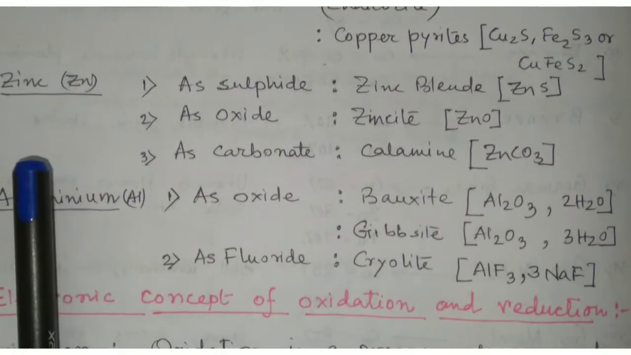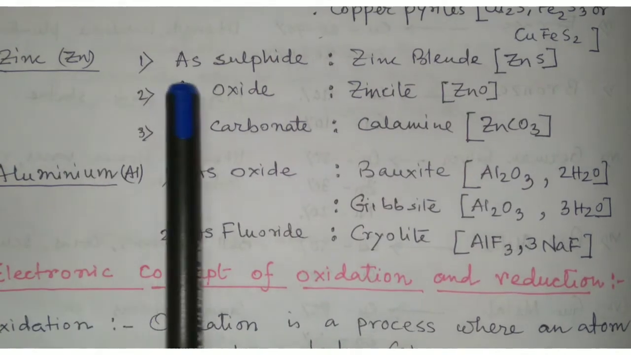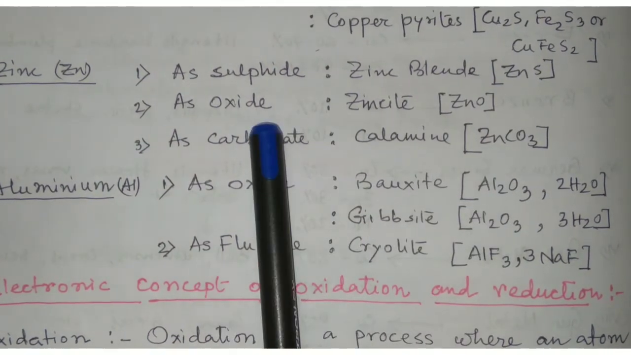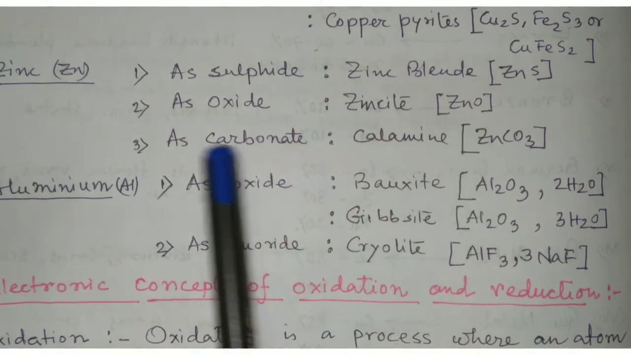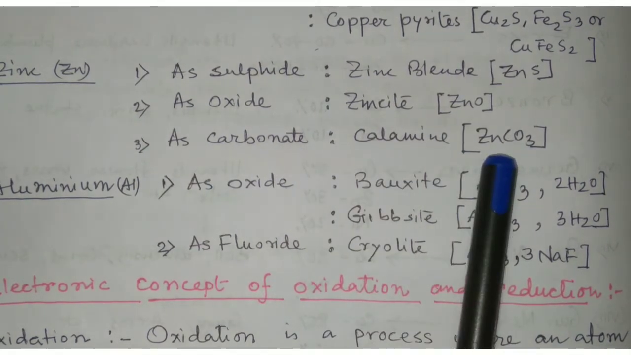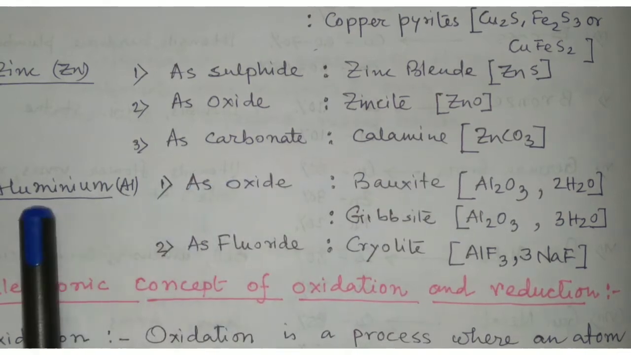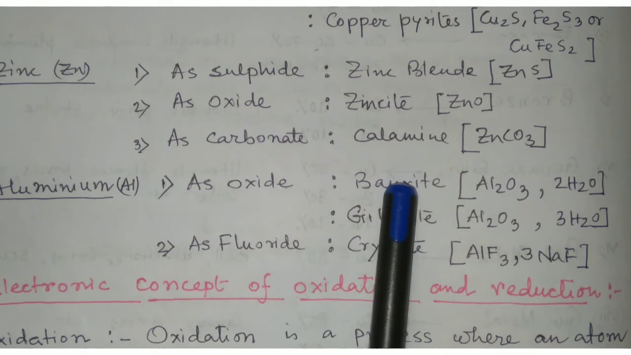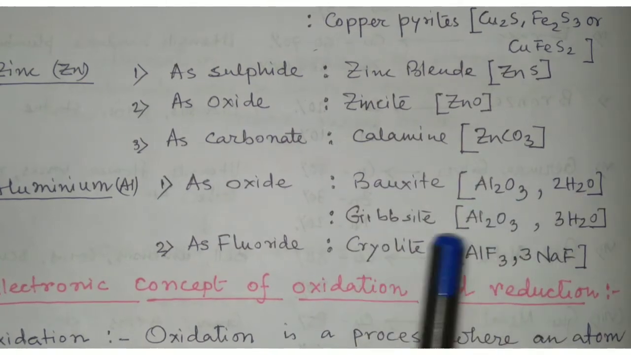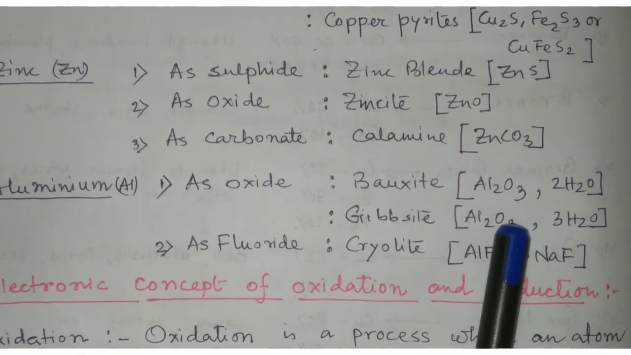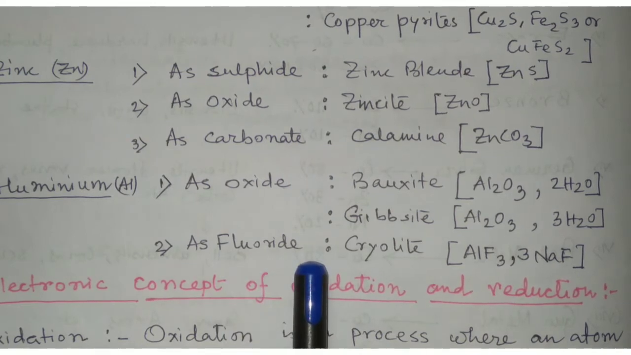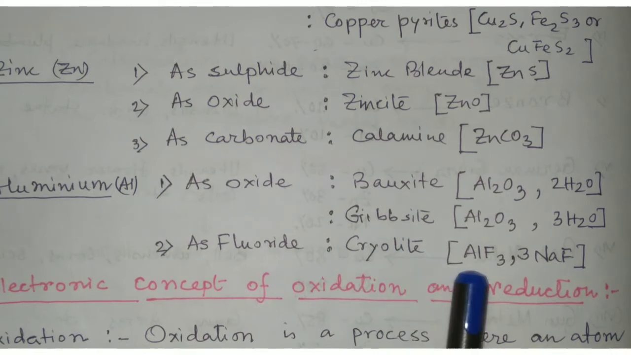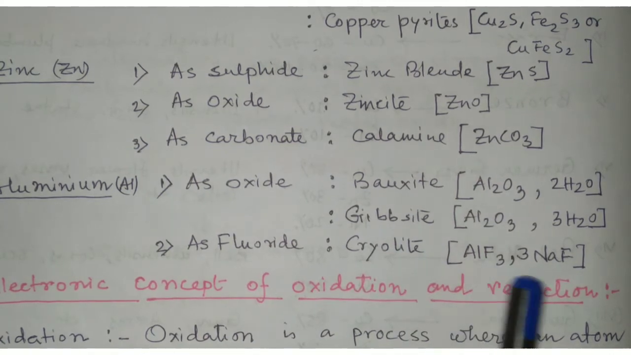The next one is zinc. As sulphide, zinc blende ZnS, as oxide, zincite ZnO, as carbonate, calamine ZnCO3. Aluminium: as oxide, bauxite, a very important ore, Al2O3·2H2O, gibbsite Al2O3·3H2O. As fluoride, cryolite is another ore of aluminium, and the formula is AlF3·3NaF.